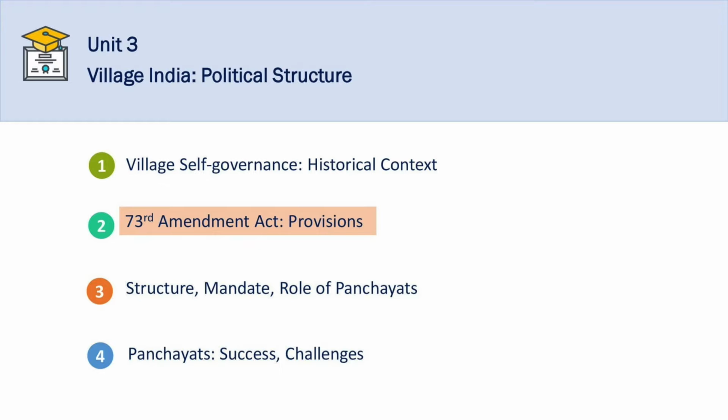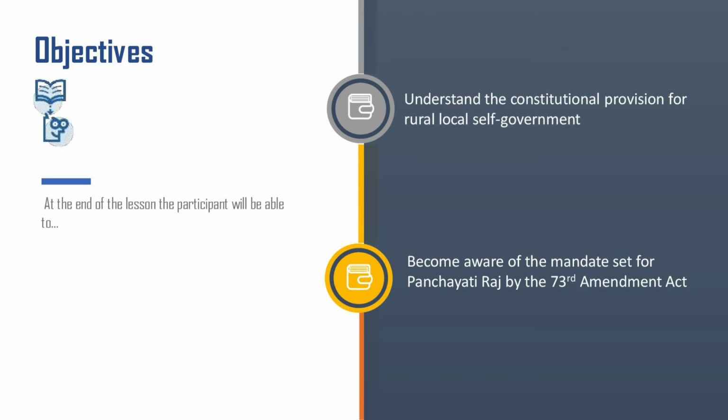Hello and welcome back to course 103 Rural Society and Polity in India, Unit 3 Village India, its Political Structure, Lesson 2: the 73rd Amendment Act and the provisions it makes for having a Panchayati Raj system in rural India. In Lesson 2, the present lesson, we will cover what is contained in the 73rd Amendment Act and the mandate it sets out for Panchayati Raj.